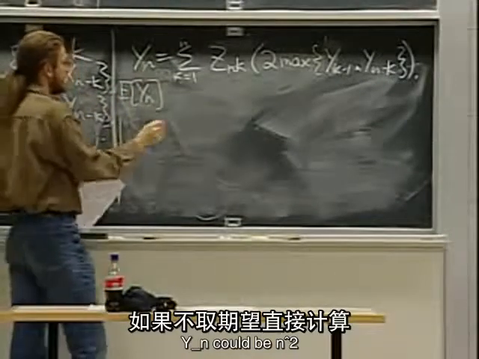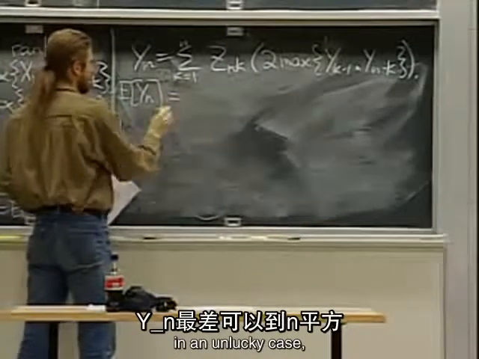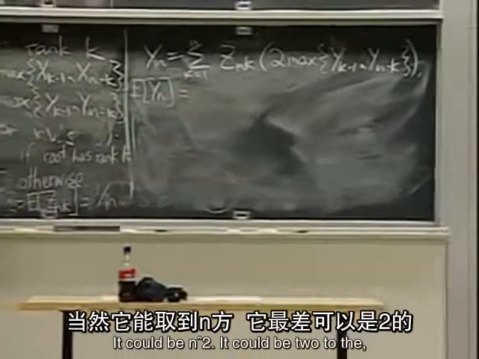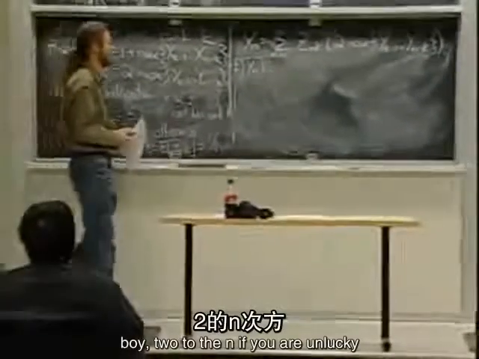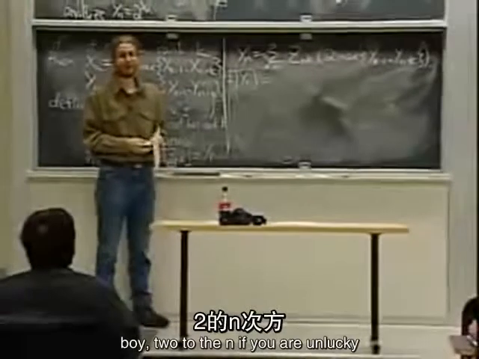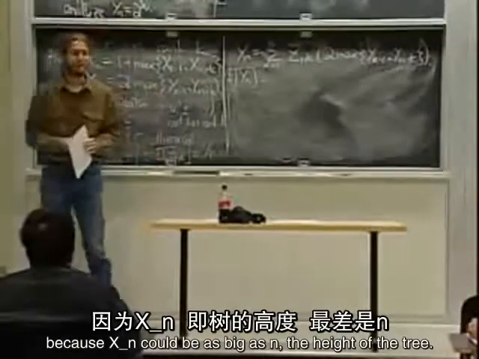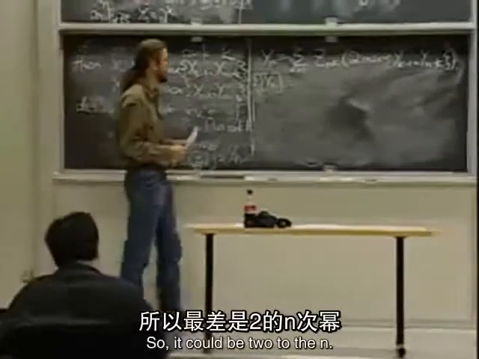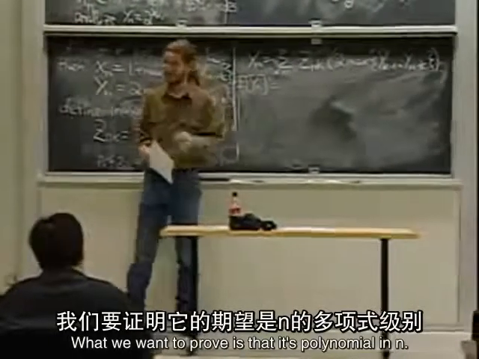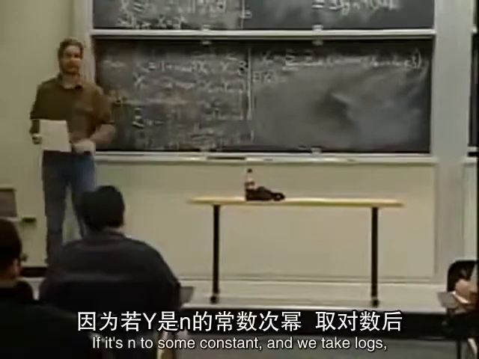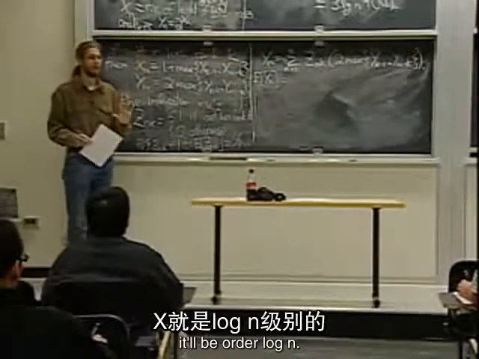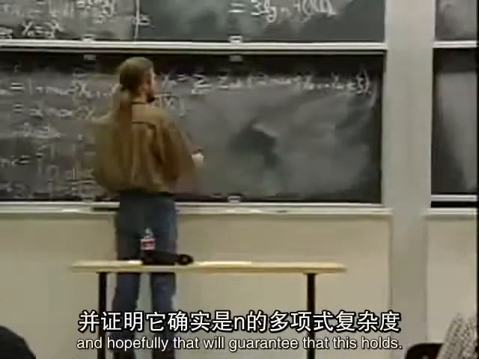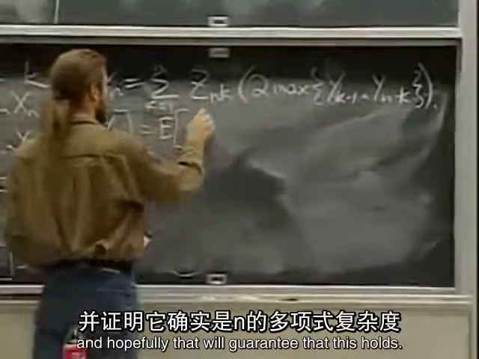Y_n could be as large as 2 to the n if you're unlucky, because X_n, the height of the tree, could be as big as n, and Y_n is 2 to that. What we want to prove is that it's polynomial in n. If it's n to some constant, and we take logs, it'll be order log n. So we'll take the expectation, and hopefully that will guarantee that this holds.